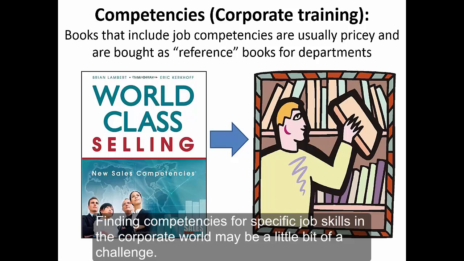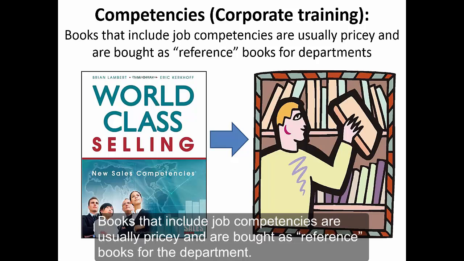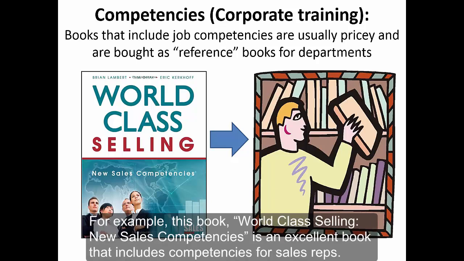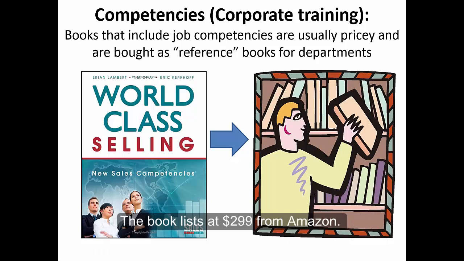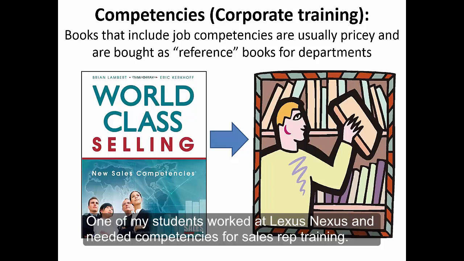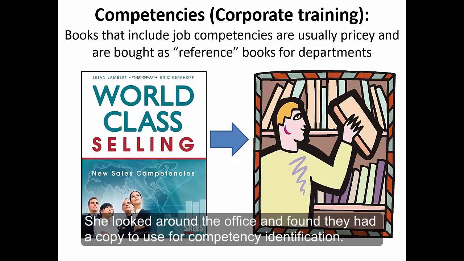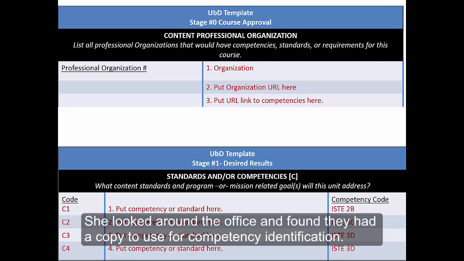Finding competencies for specific job skills in the corporate world may be a little bit of a challenge. Books that include job competencies are usually pricey, and they're usually bought as reference books for the department. For example, in this book, World-Class Selling New Sales Competencies, it's an excellent book that has competencies for sales reps. However, the book is pricey. It lists at $299 from Amazon. So one of my students was at LexisNexis, and she needed competencies for sales rep training. So she looked around the office and she found they had a copy to use for competency identification.